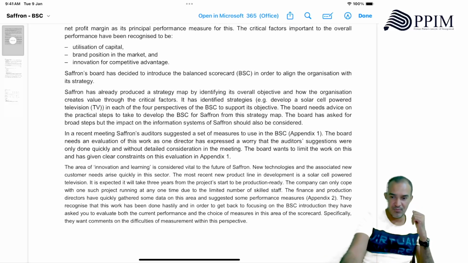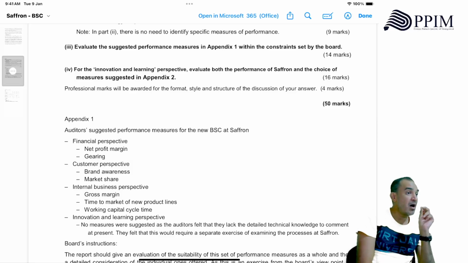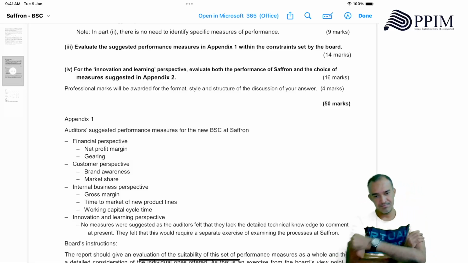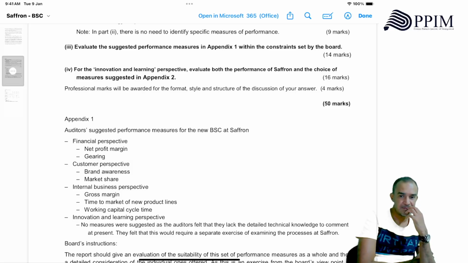Now we'll go to the performance measures. First one, net profit margin. Write the equation. NP margin equation: net profit divided by sales. Second is gearing. Write the equation for gearing. Debt divided by equity, or debt divided by equity plus debt.